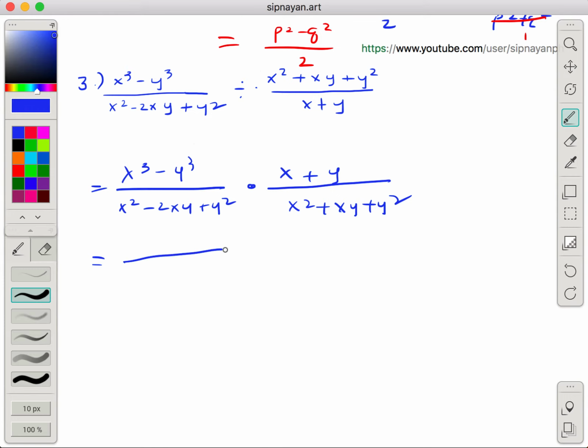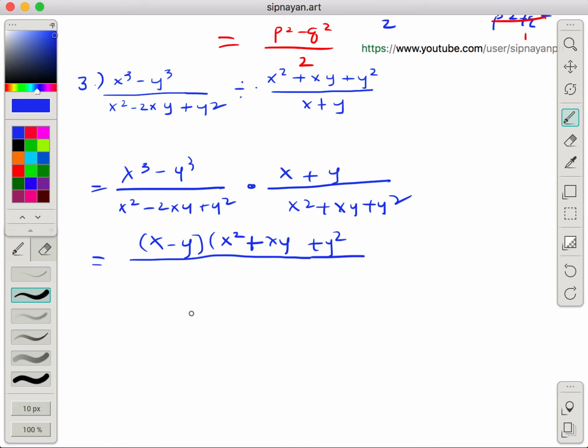So, this is equal to, anong factor nitong x cubed? This is difference of 2 cubes, no? So, pag may difference of 2 cubes ka, pinafactor yan. You get the cube root of this, you get the cube root of this. And then you have x minus y. And then yung susunod is, square mo yung first term, x squared. And then, pag minus ito, yung second term na magiging plus. And then, you multiply the 2xy. And then, plus y squared.